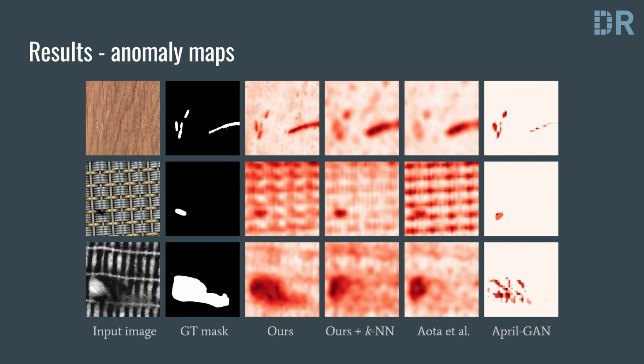We present here our results, comparing our approach with state-of-the-art zero-shot anomaly detection methods. The method of Aota et al. is a stationarity-based method, whereas AprilGAN is based on a language visual model. We also include the combination of our method with k-nearest neighbors-based reference selection. You can see that our anomaly maps have higher fidelity, being closer to the human perception of anomalies.